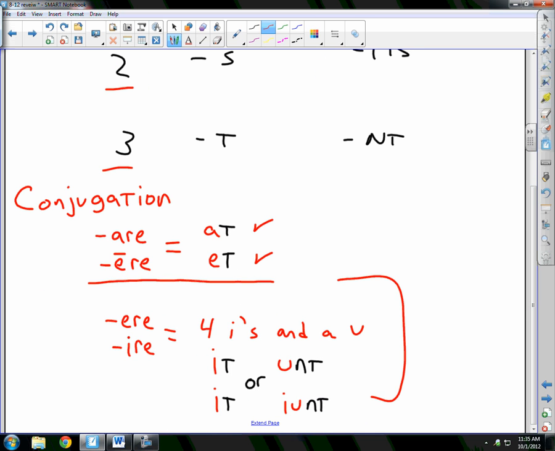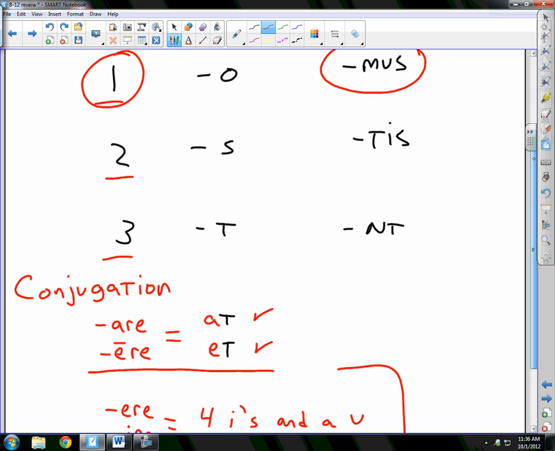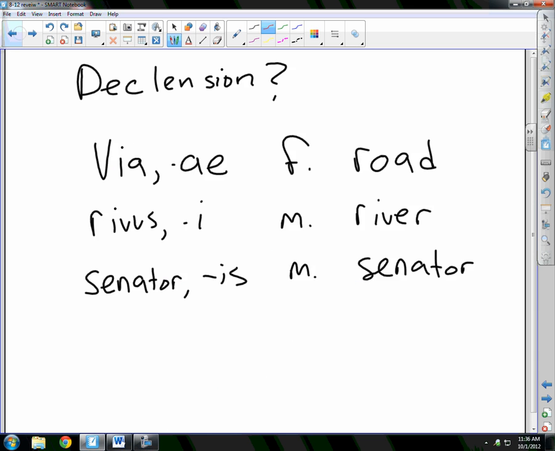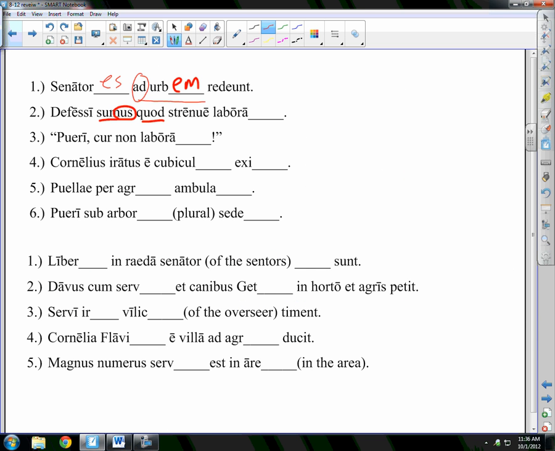Now, the third and fourth are a little bit different. Remember, that's our 4 i's and a u. So I'm going to have is, it, imus, itis, and then the third person plural will have that u in it. So don't forget about that. Let's go back and see what we can find out about that verb that we're dealing with. Laboro, laborare is a first conjugation. That's why we have the a. We said it was first person and plural, so we use the first person and plural ending, mus, for that one.